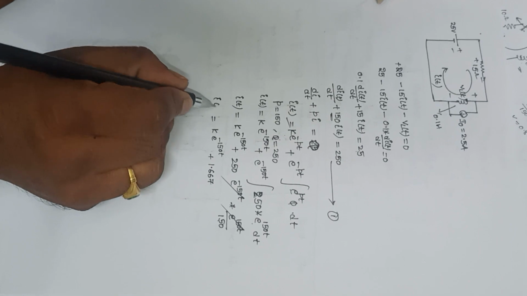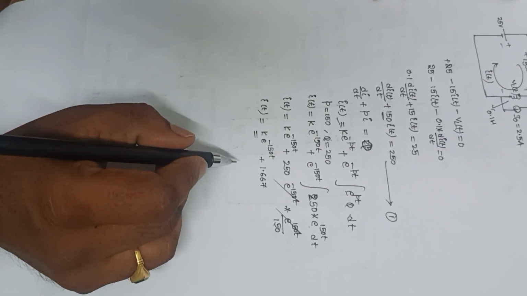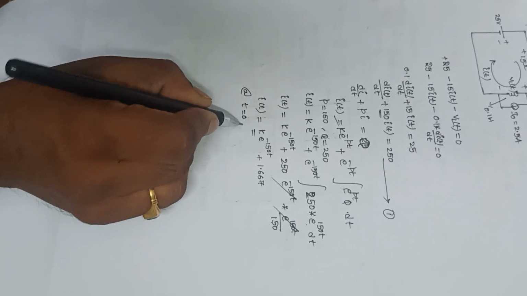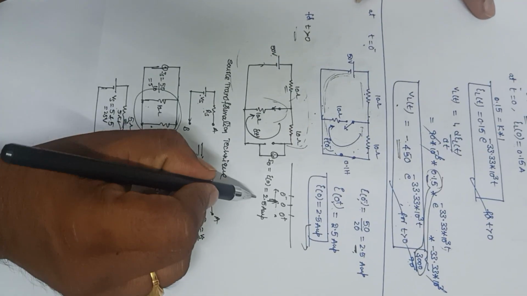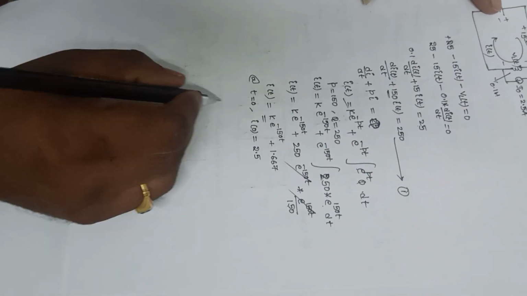Now this is I of t. I need to find the value of k. Use the initial condition: at t is equal to 0, the value of I of 0. What is the value of I of 0? We already calculated that I of 0 is 2.5 amperes. So use this expression here.